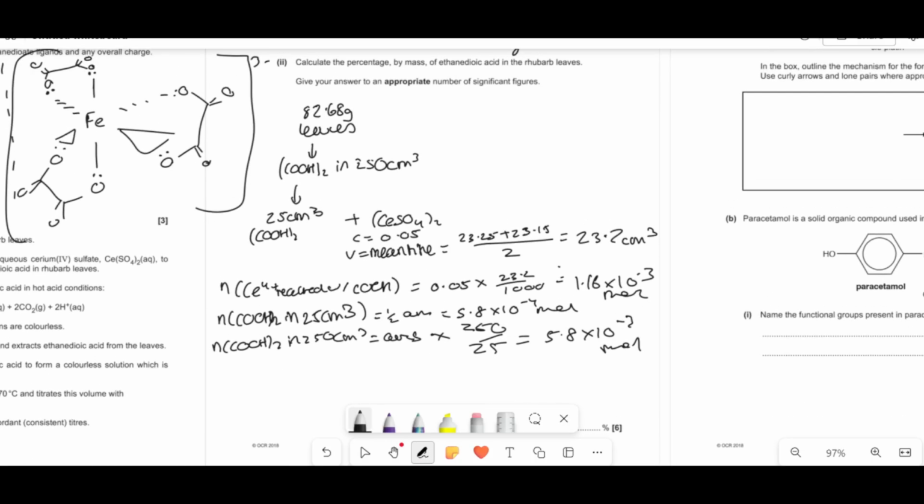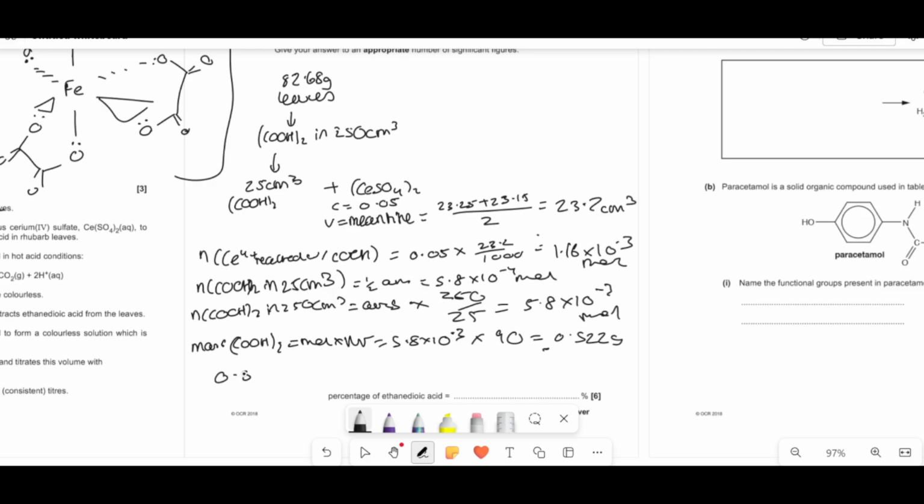Now the question wants the percentage by mass of ethanedioic acid in leaves. All of the moles of the acid in here would have come from those leaves, so then we can just work out the mass of the (COOH)2 by doing moles times the Mr, which is going to be 5.8 times 10 to the minus 3 times the Mr of it, which is going to be 90. And you'll end up getting 0.522 grams.